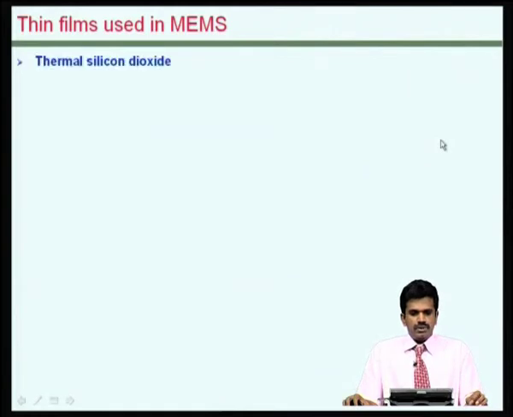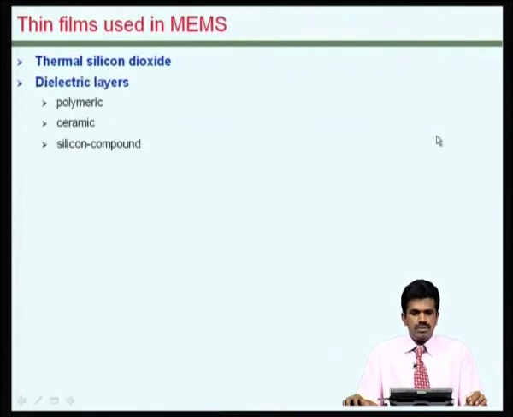Thin films used in MEMS include thermal oxide of silicon and various dielectric materials. These include polymeric materials, ceramic materials, as well as silicon compounds such as silicon nitride and silicon dioxide. You will also come across polycrystalline silicon, which is usually known as polysilicon. This is a very good contact material. It is also used in the context of microsystems as a structural material.